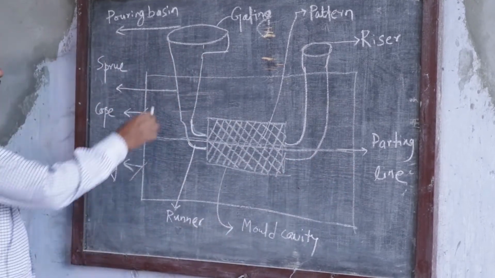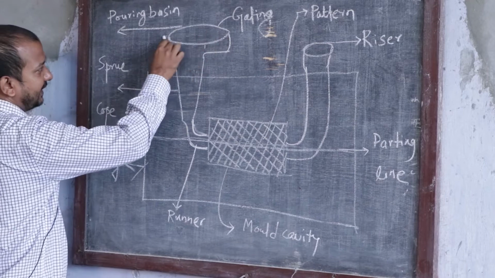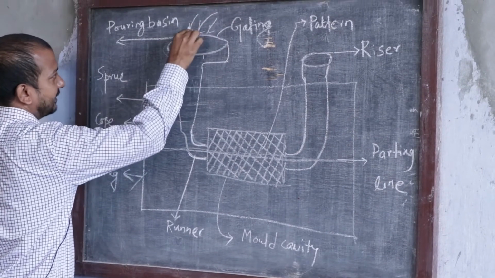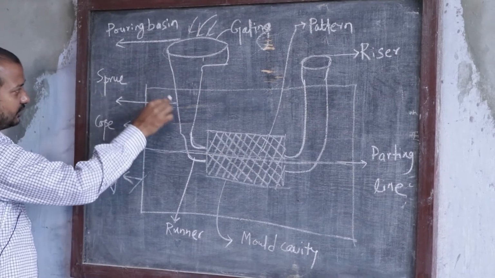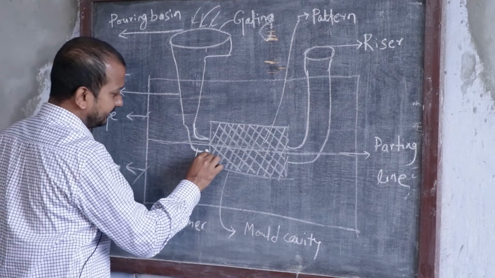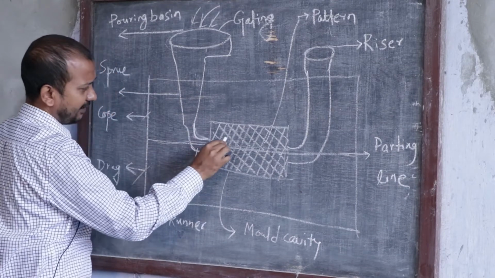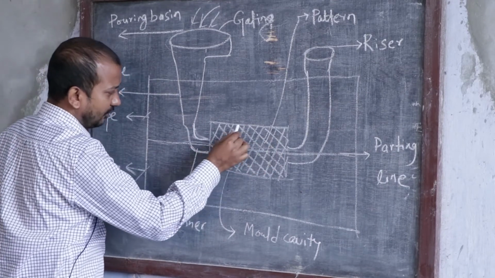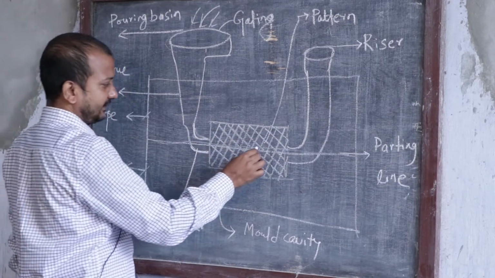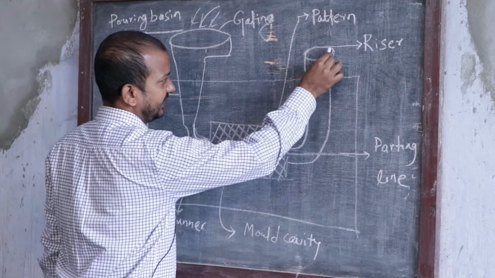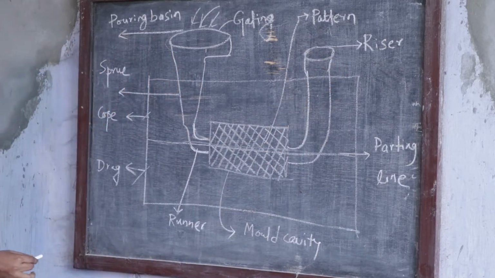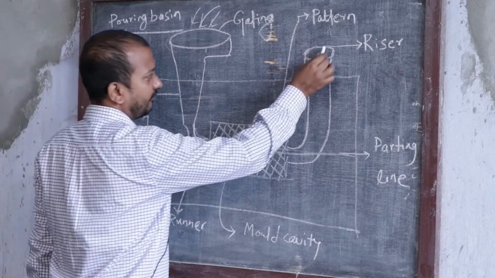Through this pouring basin, the molten material will be poured. Next it will come through this sprue, and this is the runner, and through this the molten material will enter this mold cavity. After that, you can see this is the riser. What is the function of this riser?